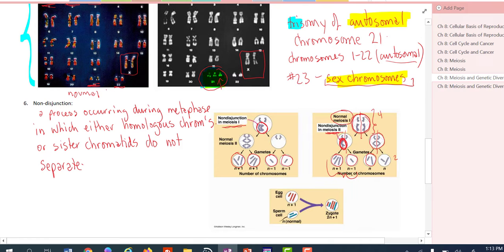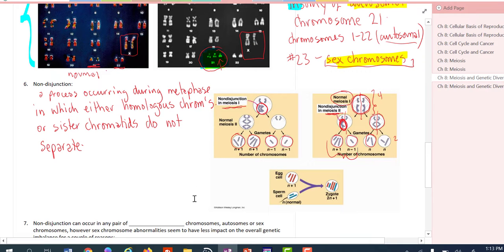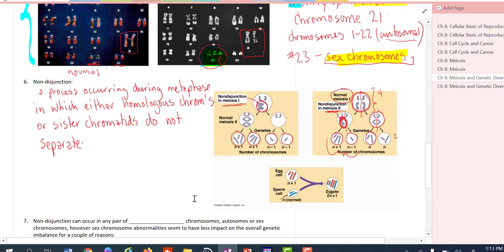Okay? So I would review that, look at some pictures, diagrams, again, go through the definition, but ultimately non-disjunction occurs when either homologous chromosomes or sister chromatids do not separate properly, right? And when we're talking about homologous chromosomes not separating, that's like the first situation that occurs in meiosis 1. When we're talking about sister chromatids not separating properly, that's occurring in meiosis 2.